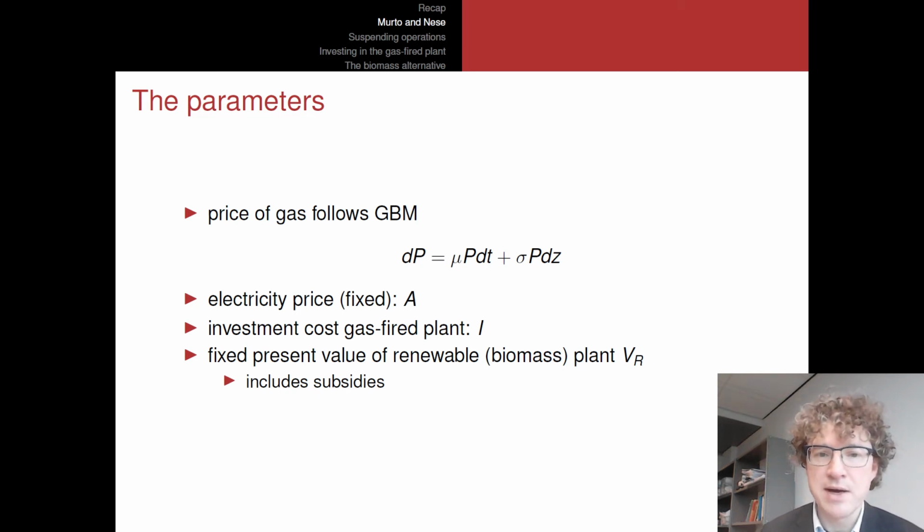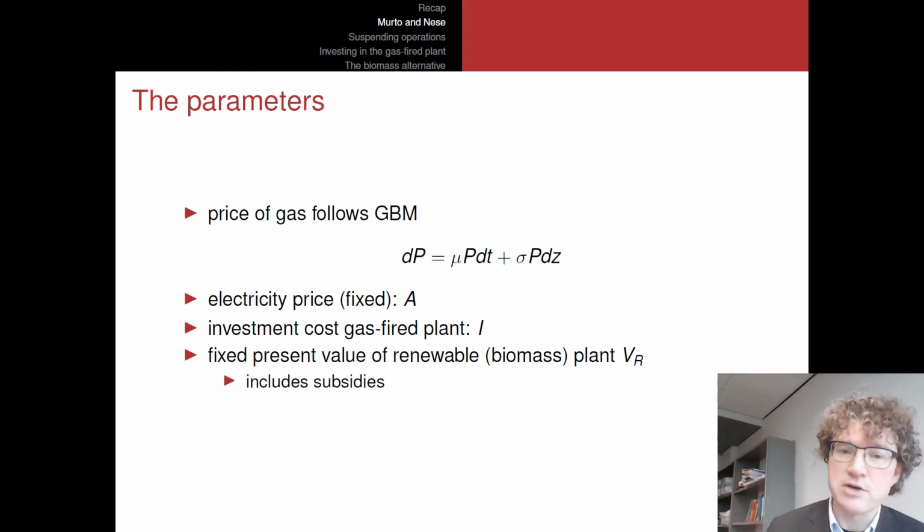So the mu and the sigma, of course, we have the interest rate as well. We have the electricity price A, the investment cost I for investing in the gas-fired power plant, and we have the total net present value of investing in the renewable biomass plant.